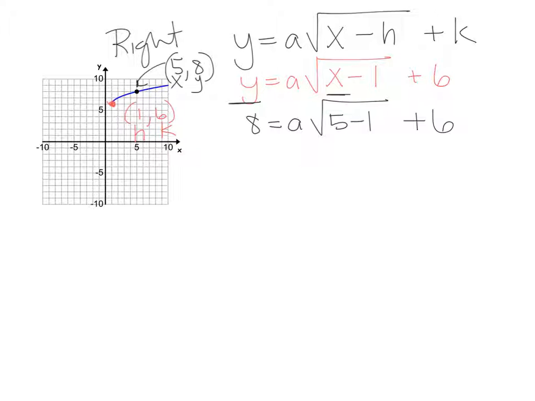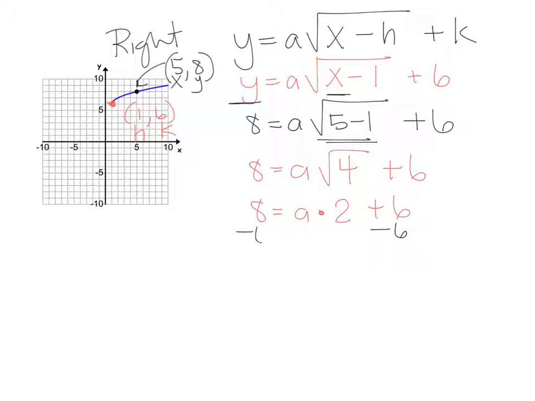Plus 6. Okay, so we can complete inside the square root. We can get 8 equals a times the square root of 4, add 6. If you're doing these right, you're going to get nice pretty square roots. The square root of 4 is 2. And now we can work backwards. We'll subtract 6, so 2 will equal a times 2, otherwise known as 2a. Divide by 2, and a equals 1.